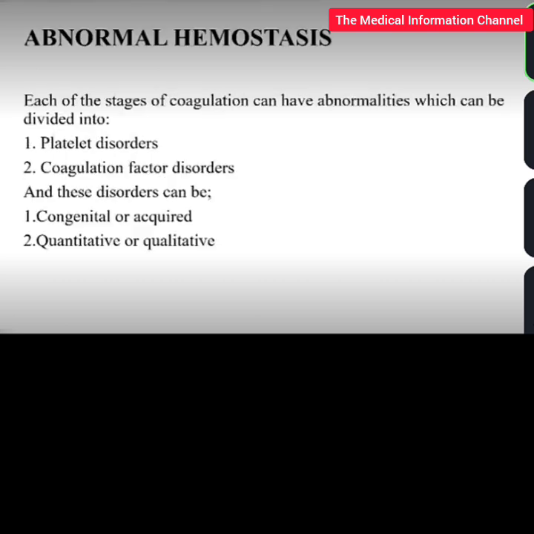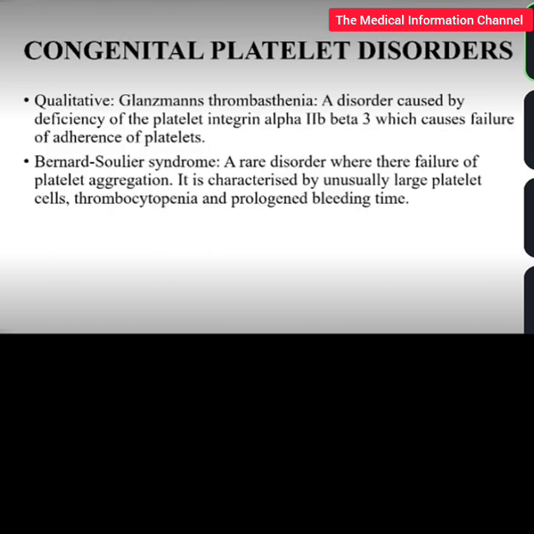So these stages I have just explained can each have abnormalities. So I'll be talking about them under platelet disorders and coagulation disorders, which can also be congenital or acquired, quantitative or qualitative.